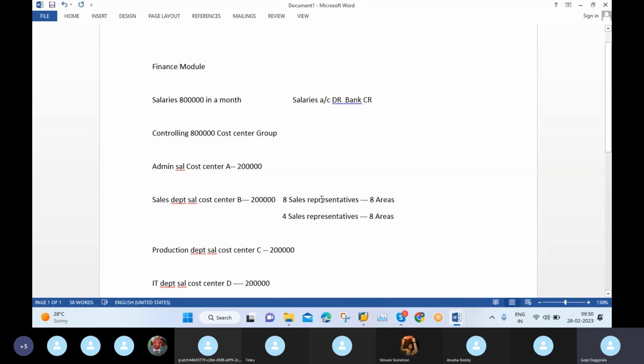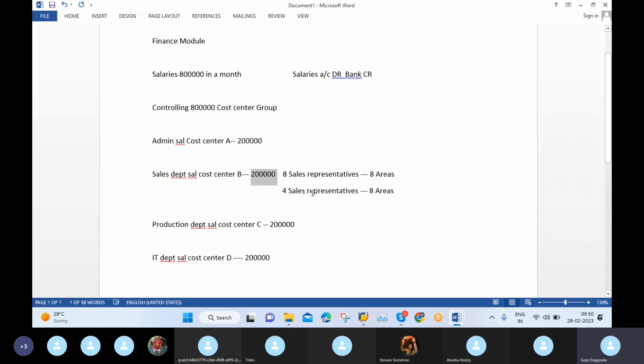So I observed one point: we have 8 areas and 8 sales representatives, but the 8 sales representatives don't have that much work, right? They spend very idle time. If they spend idle time, it means they didn't work properly. Then this 2 lakhs that I paid to sales representatives is not cost-effective planning, right? So I will remove 4 sales representatives and continue with the remaining 4, and these 4 will try to cover the total 8 areas. Now the 4 sales representatives have full-fledged work.